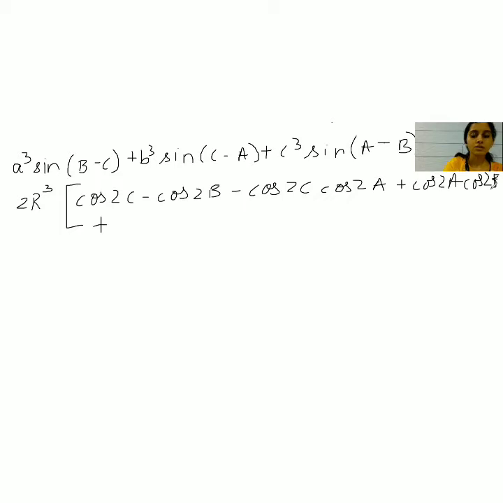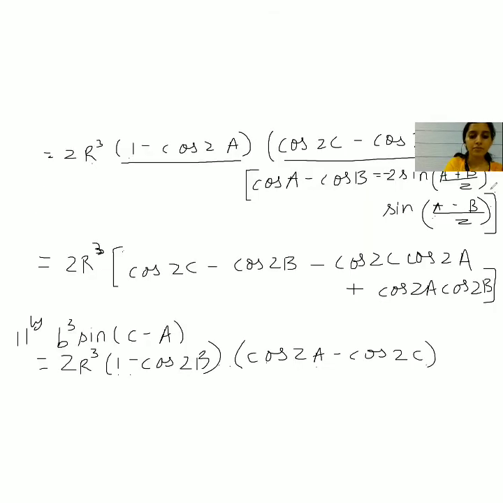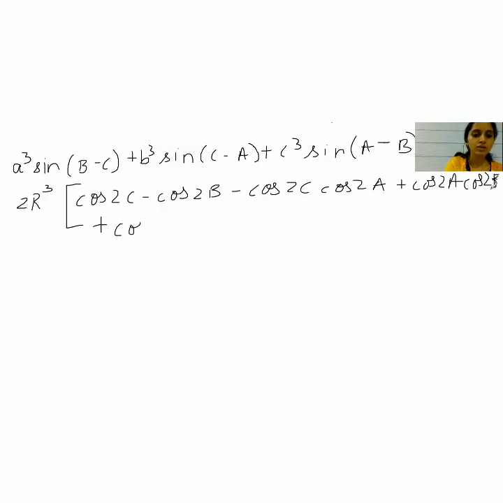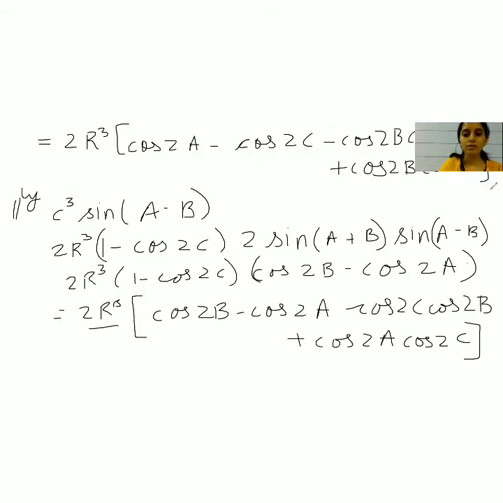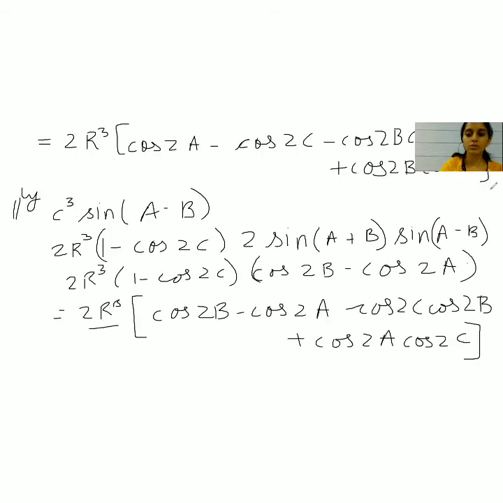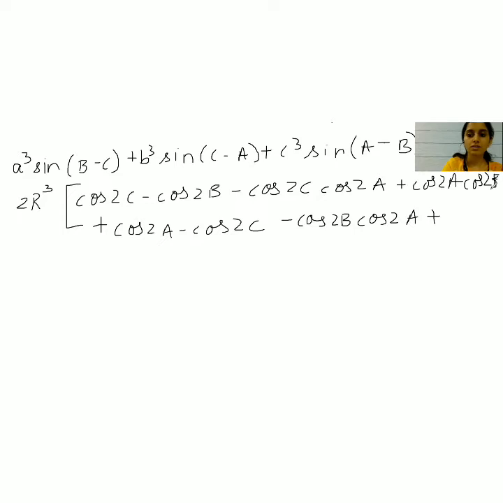Plus the second term. The second term we have the expansion as 2r cube is common, cos 2a minus cos 2c. Minus cos 2b cos 2a, and plus cos 2b cos 2c. Just check it once. Yes.